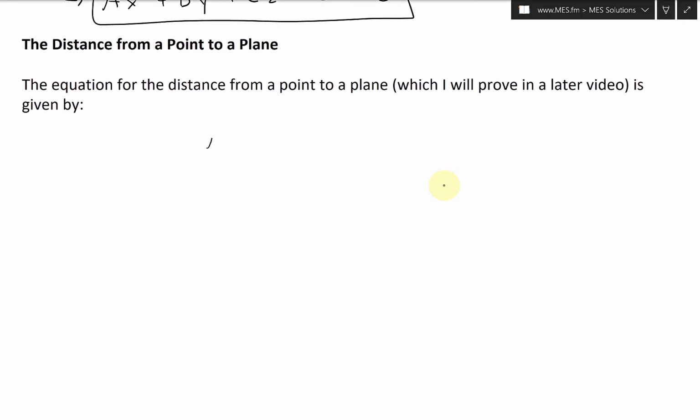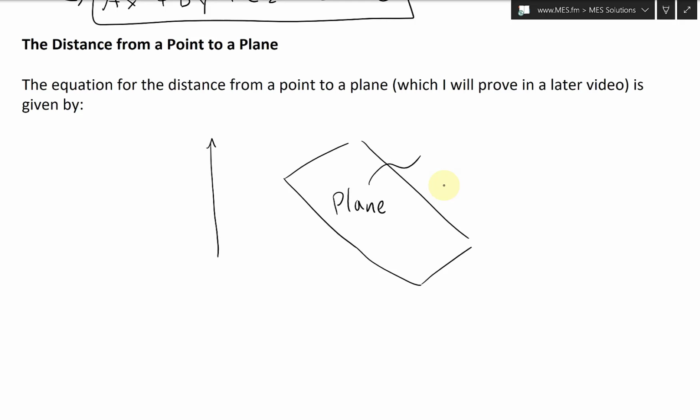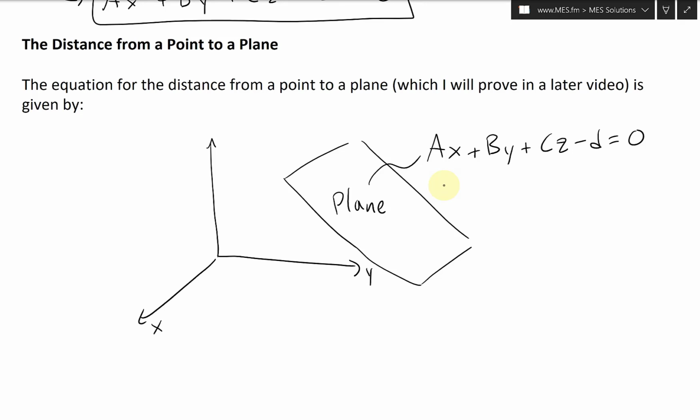Let's just put this down here. Let's do some drawings again, just to make it clear. Let's say we had a plane like this, at an angle like that. So this is a plane, and this has the equation ax plus by plus cz minus d equals 0. And let's say this is our y, this is our x, and this is our z, like that.